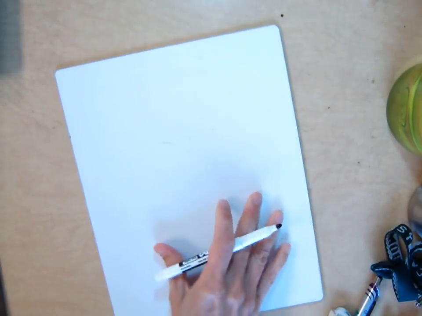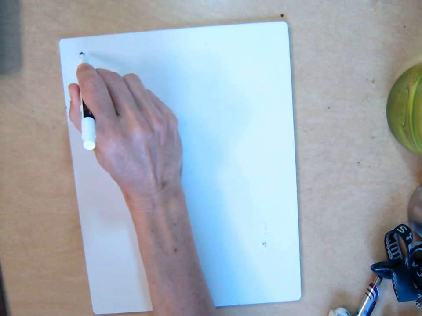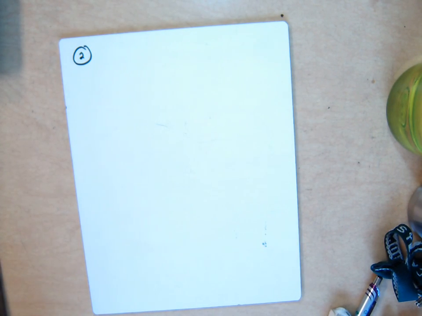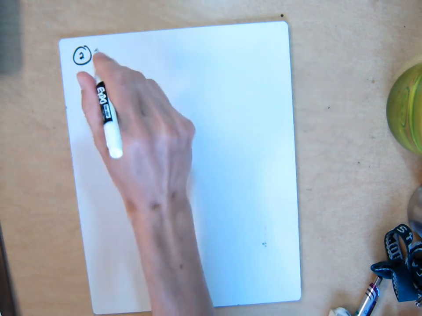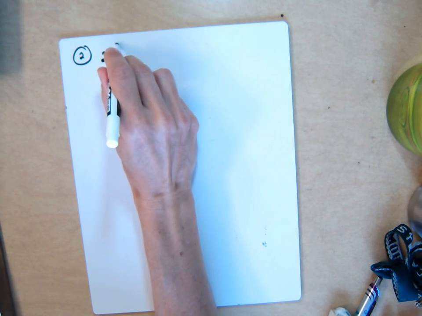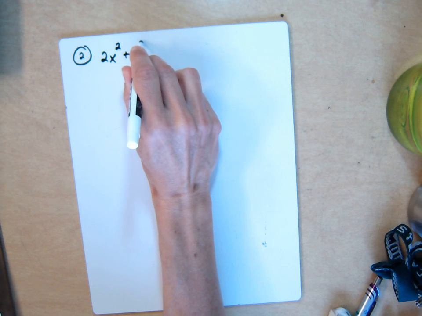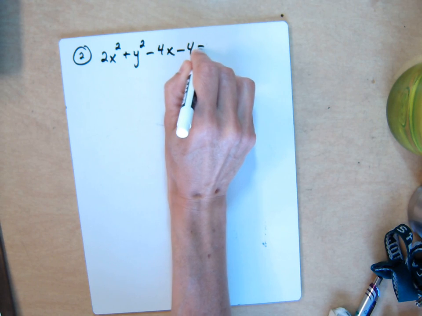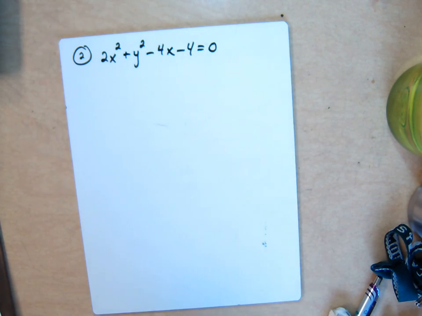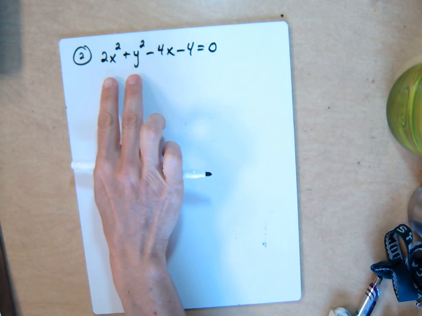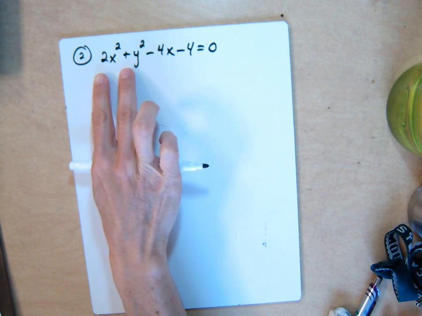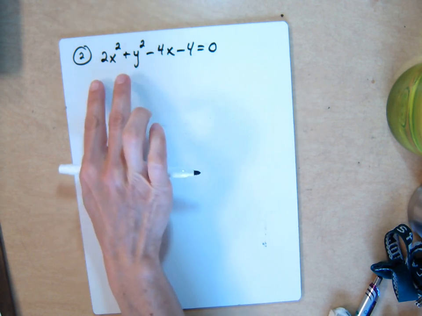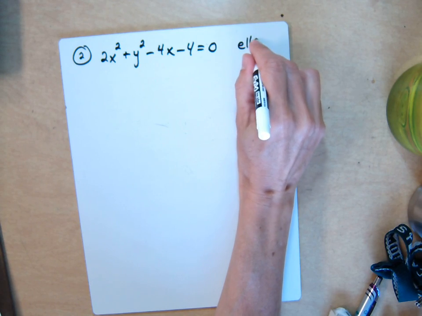You tell me which conic it is, and then we'll put it in standard form and graph it. So we have 2x squared plus y squared minus 4x minus 4 equals 0. Okay, so which conic section is it? It has to be an ellipse, because there's x squared and y squared, and the coefficient is different. It's a 2 here and it's a 1 here. So it's an ellipse.